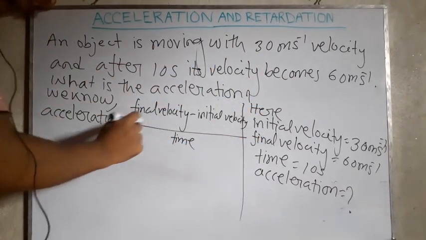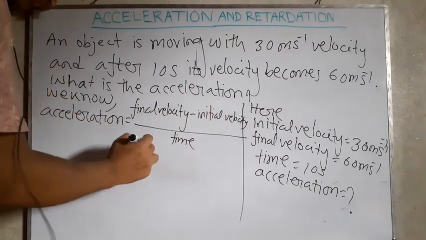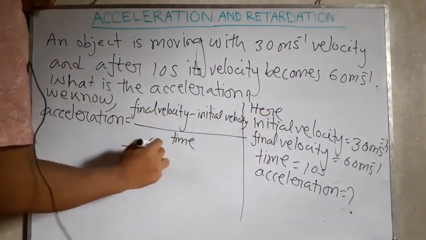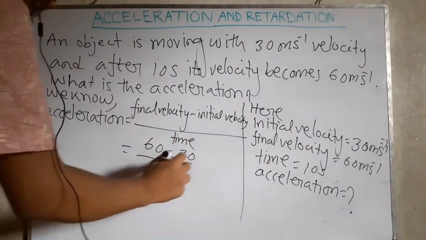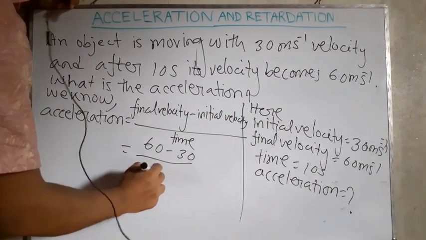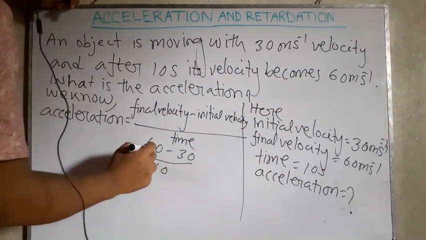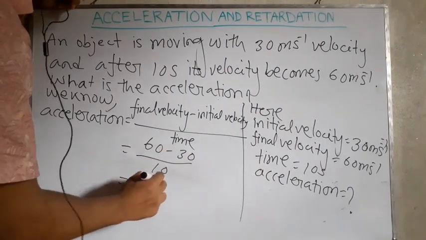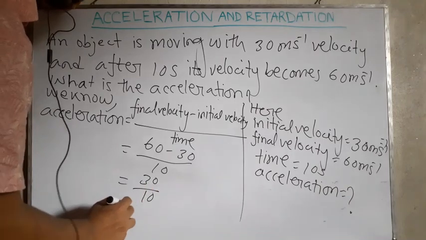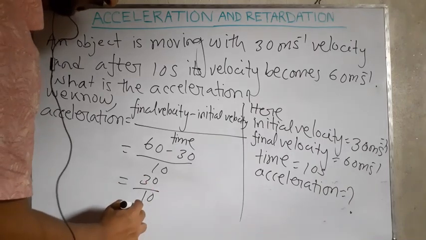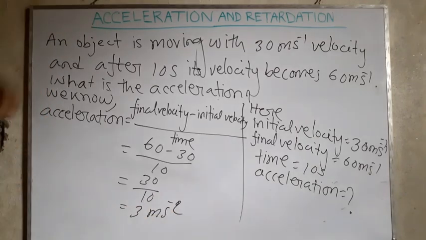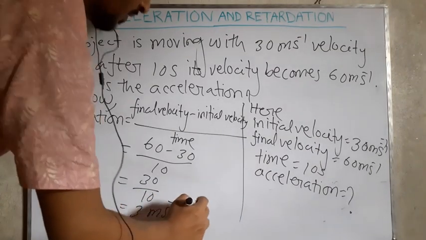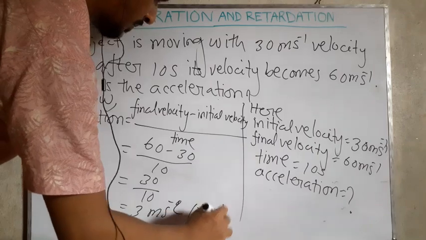Therefore, acceleration is final velocity minus initial velocity, this is final velocity 60, initial velocity 30, divided by time 10 second. This is equal to 60 minus 30, 30 divided by 10. This is equal to 3 meter per second square. This is the answer.